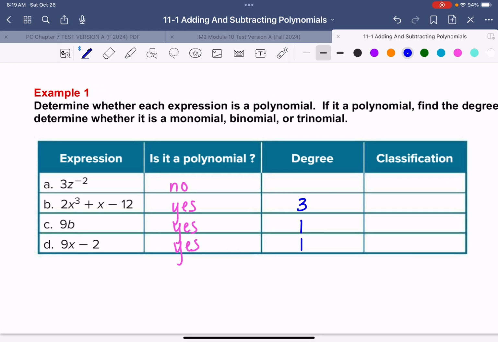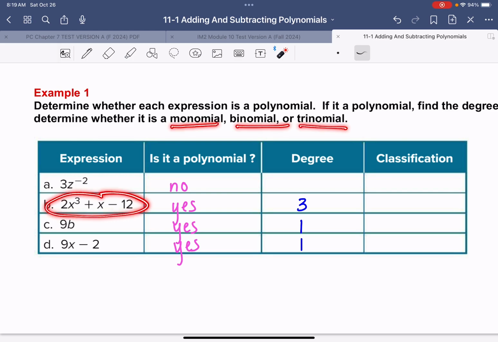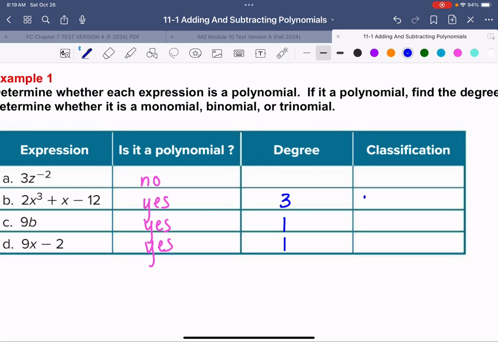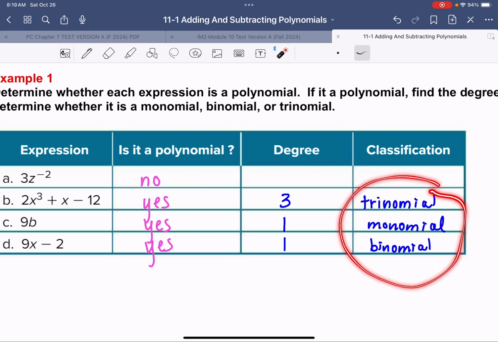All right, and then on classification, monomial, binomial, trinomial, we see that this has 3 terms, 1 term, 2 terms. So just make sure you know those words. Trinomial, monomial, and a binomial. So this is classifying a polynomial by the number of terms.